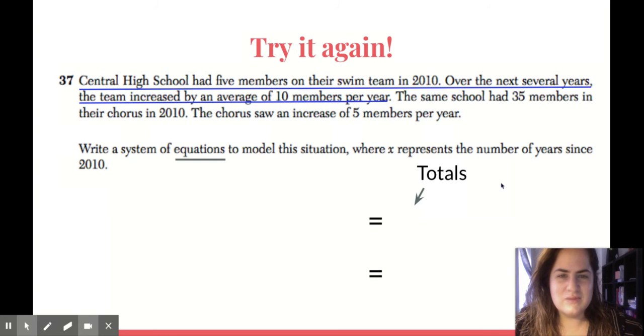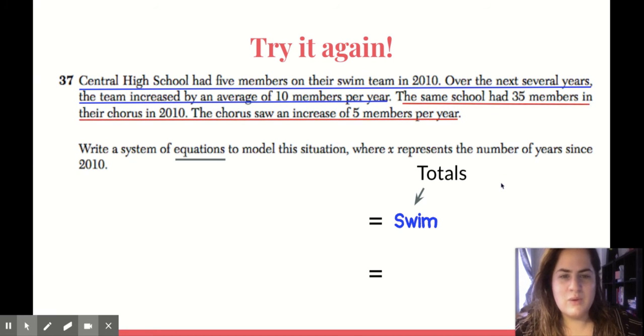There's the swim team. So instead of putting a total, I'm just going to call this equation swim. You could also say equals S or something like that. The next team would be the chorus. So just equals C or equals chorus, anything like that.